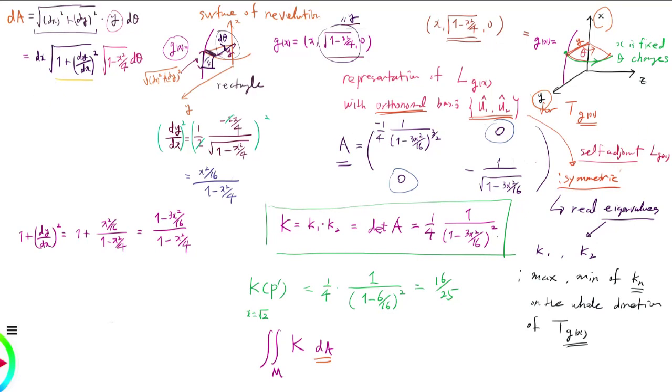Okay, so the element of area will be dx and square root of 1 minus 3x squared over 16 over 1 minus x squared over 4, and square root of 1 minus x squared over 4 times d theta, and the square roots of 1 minus x squared over 4 cancel out, so what's left is square root of 1 minus 3x squared over 16 times dx d theta.